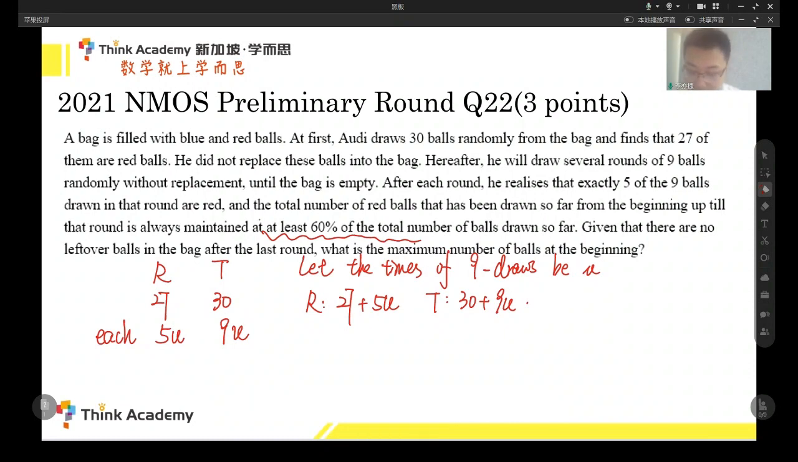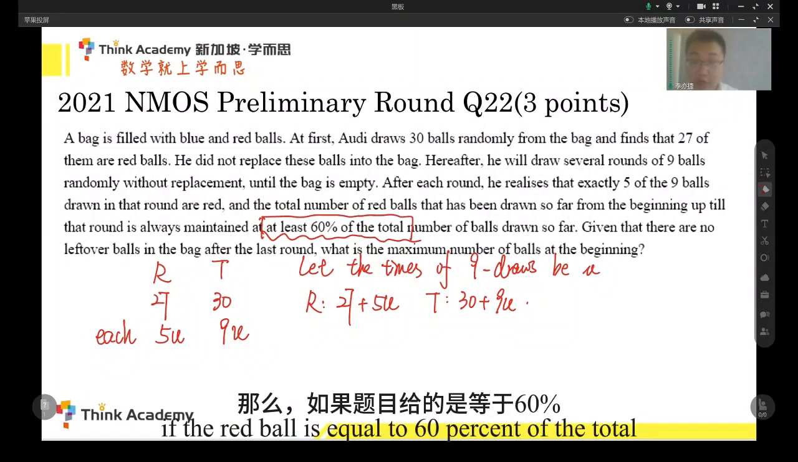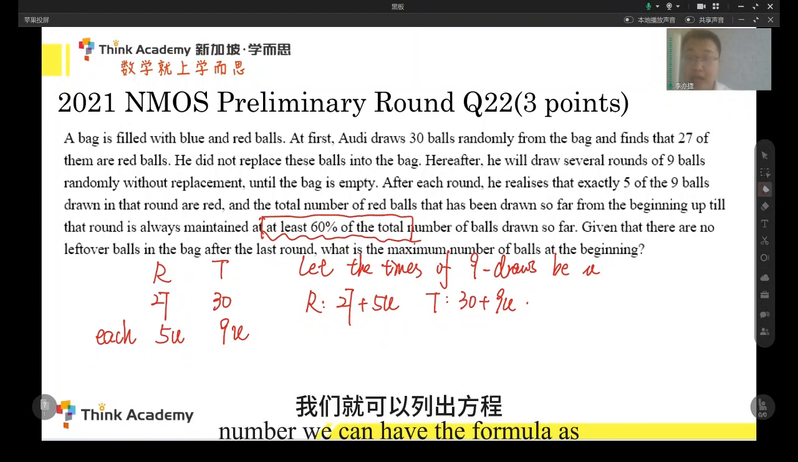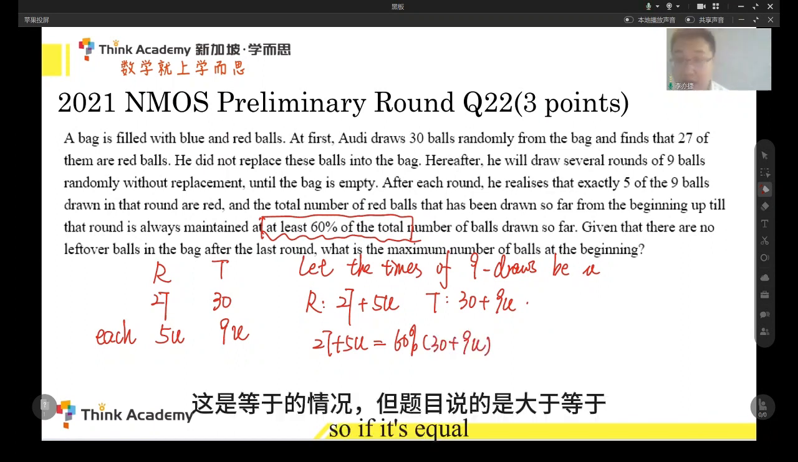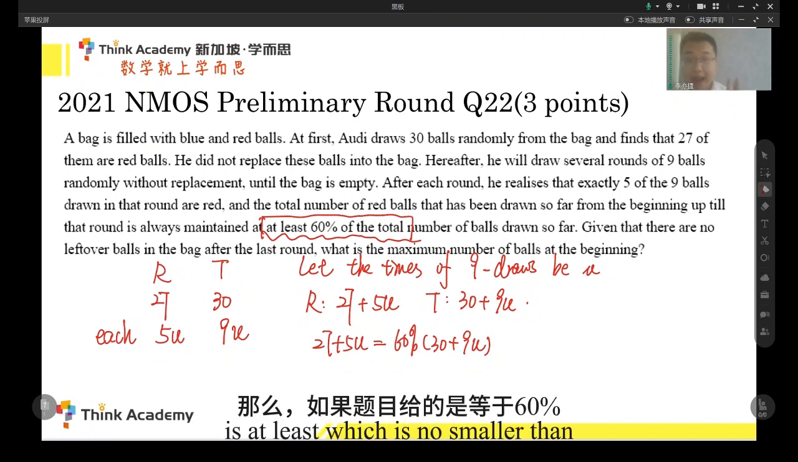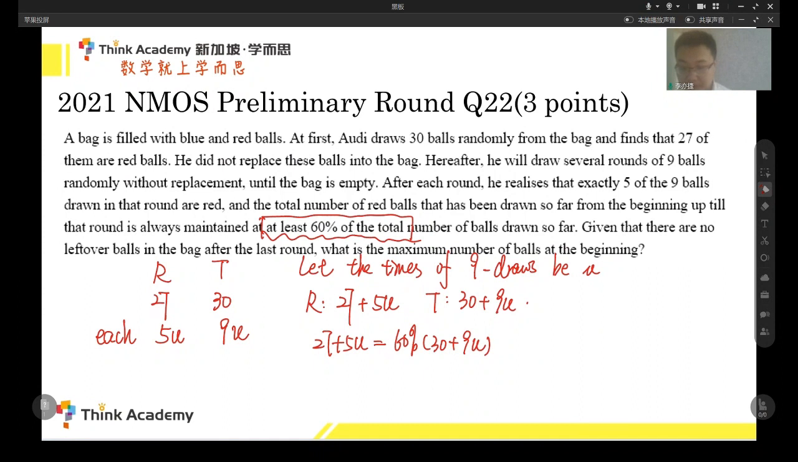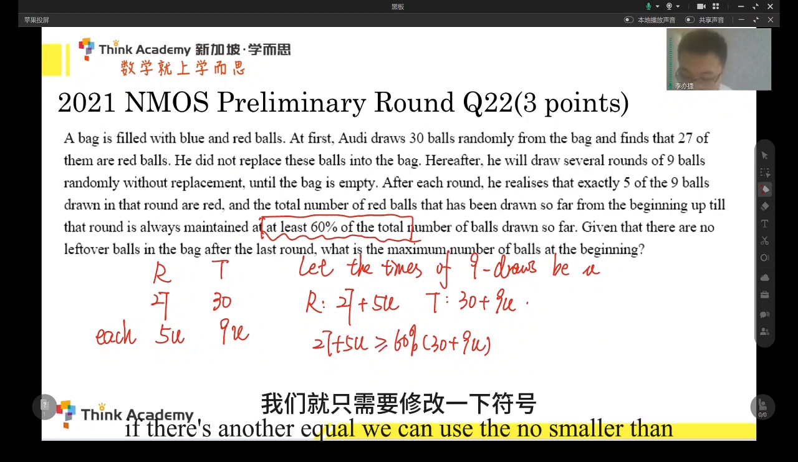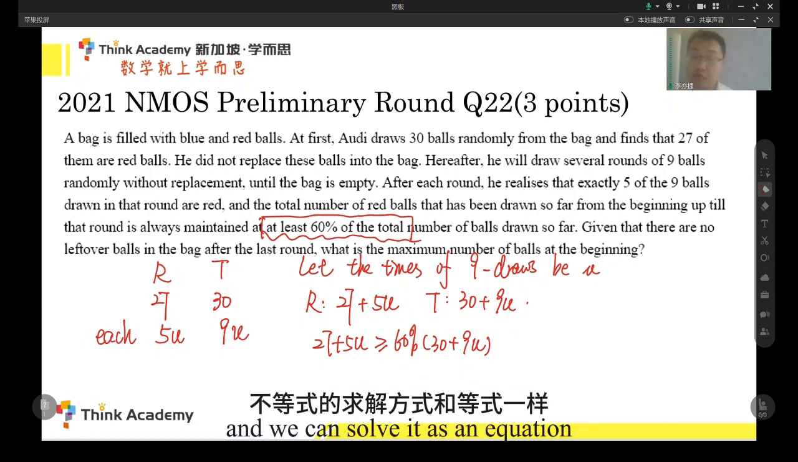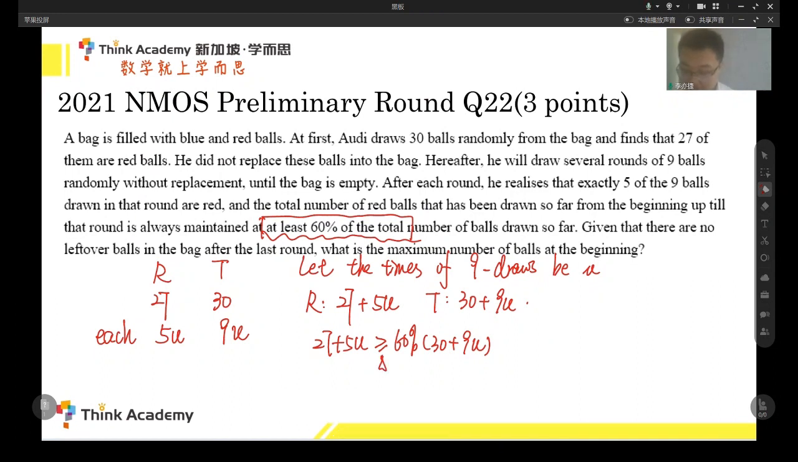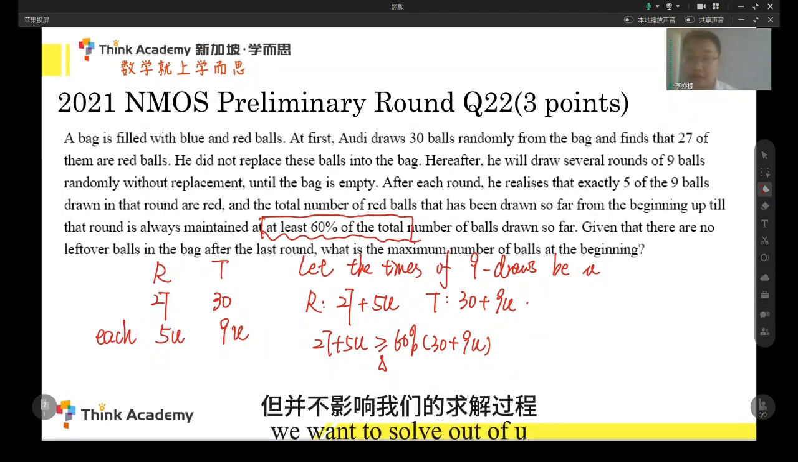Now here, if the red balls are equal to 60% of the total number, we can have the formula: 27 plus 5u is equal to 60% times (30 plus 9u), right? So if it's equal, but here it is not equal, it's at least, which is no smaller than. So to solve the problem, we can just change the equal sign to no smaller than to finish the formula. We can solve it as an equation, but the difference does not influence the process if we want to solve for u.